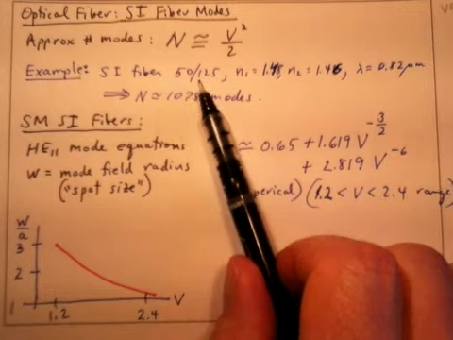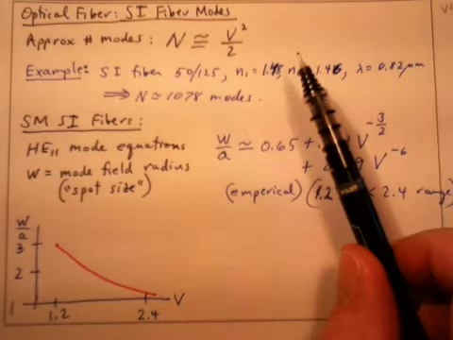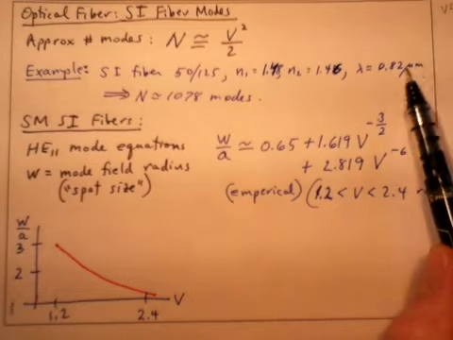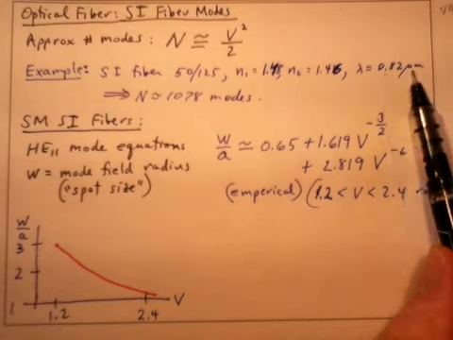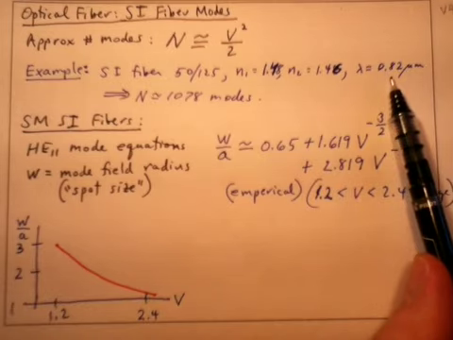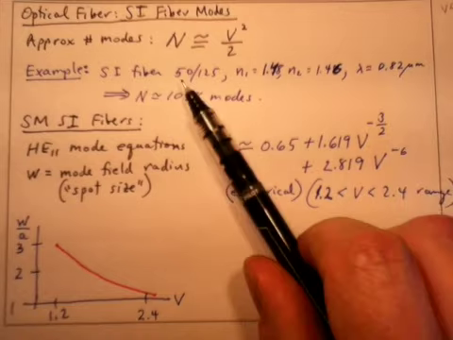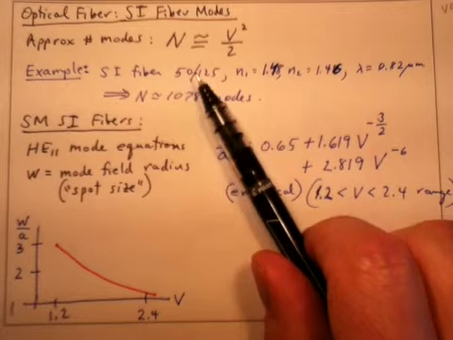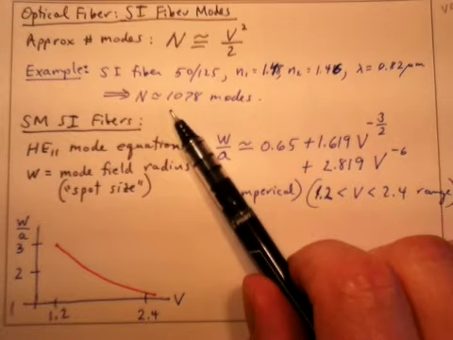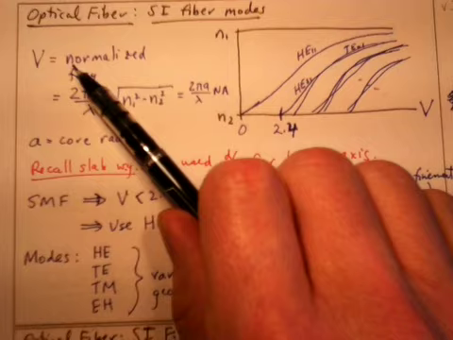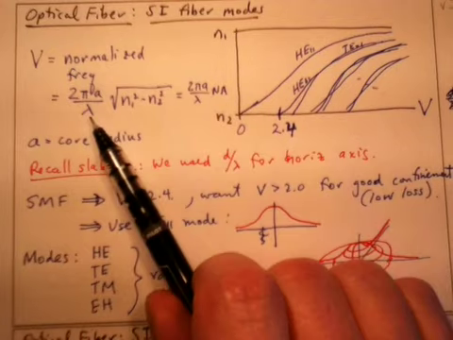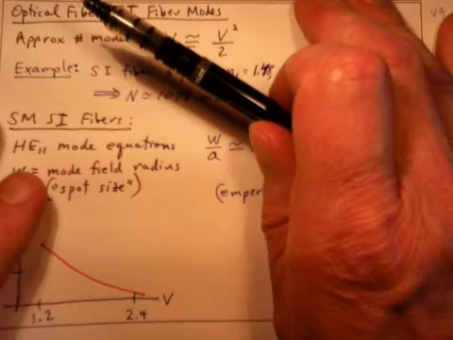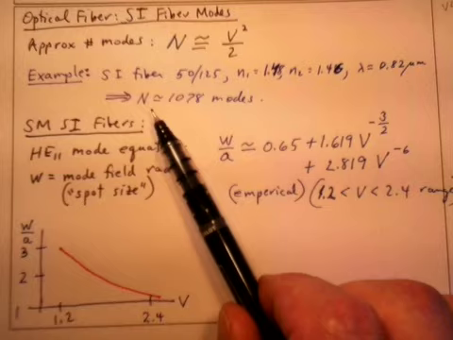And just to give you an idea, if we have step index fiber with a 50 micron core, with core index 1.48, cladding index 1.46, and operating at a wavelength of 820 nanometers, typical of a low-cost LED for a multi-mode fiber application. This is multi-mode fiber with that large 50 micron core. Using this equation and the definition of the normalized frequency V, where we plug in the indices, the wavelength, and the core diameter, we're going to get 1,078 modes.